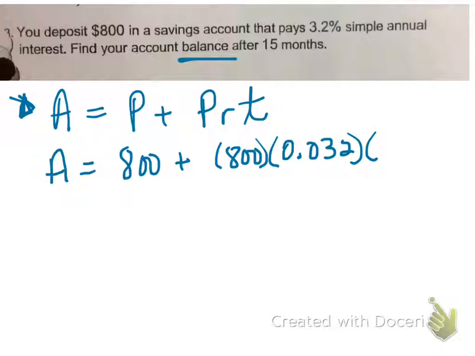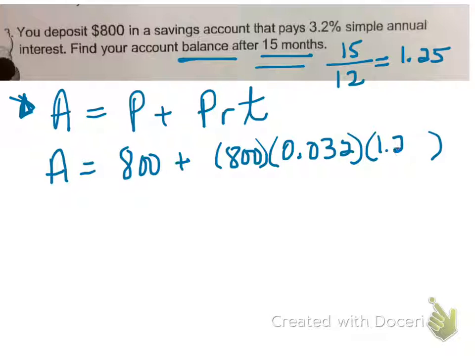So A is going to be equal to the principal, 800, plus the principal again, times the rate as a decimal, times time in years. Well, they're giving us our time in months. So we're going to divide 15 by 12, since there's 12 months in a year, and that will convert our time to years. So 15 divided by 12 gives us 1.25 years. And you're not going to want to round here. You're going to want to use that exact number. So if you'll just plug all this in your calculator, you're going to get $832.